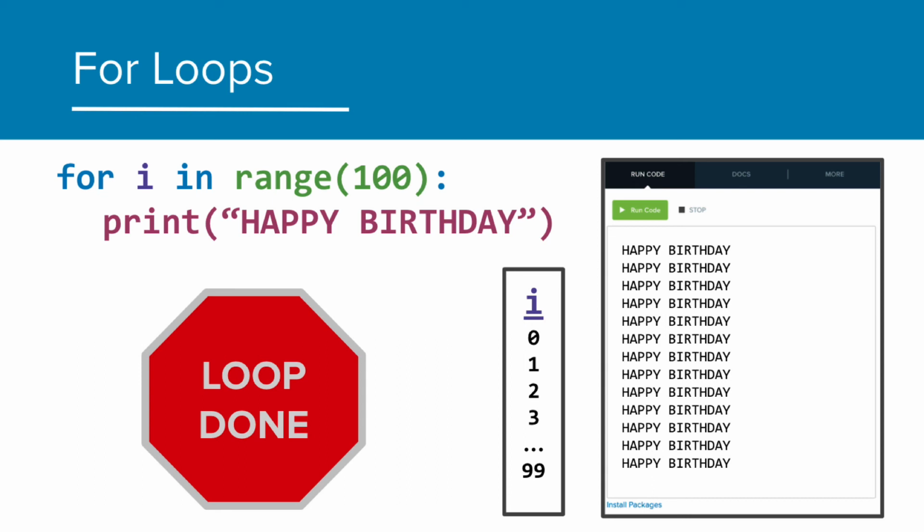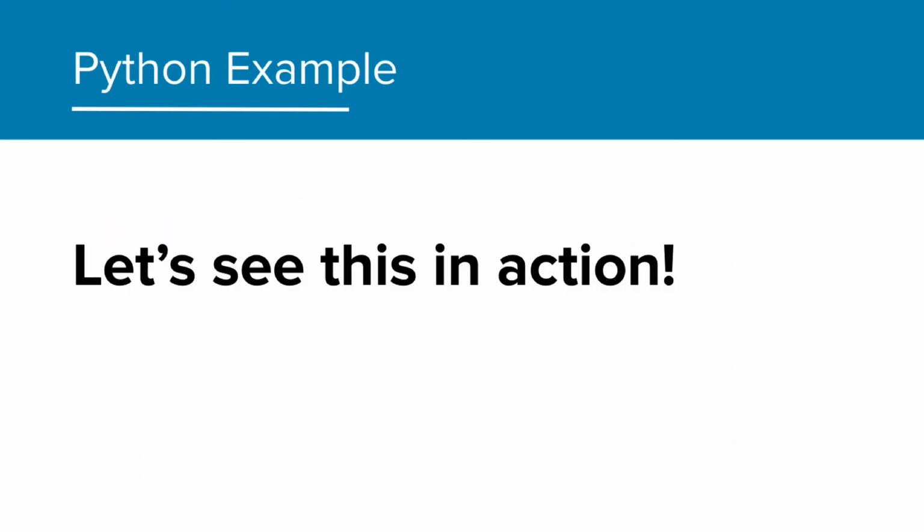As you can see, the for loop is amazing. It took only 2 lines of code with the for loop to do what would have taken 100 lines of copy and paste. For loops and looping in general is one of the major advantages to computer programming. Let's now see this in action with a live editor.